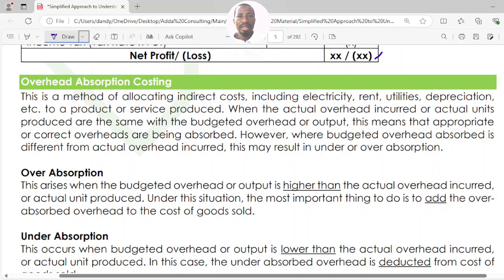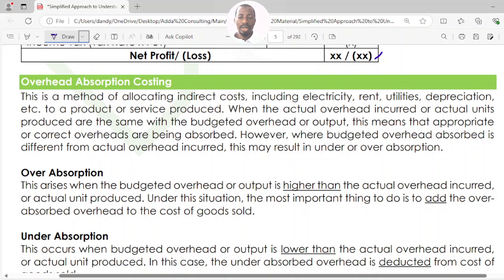Not only that, the water you are going to use to run it, the insurance the company will pay for some of the machines used in the factory and some other assets you have in the factory. All those costs are indirect costs. Therefore, overhead absorption costing is a method of allocating overhead costs, including all those I mentioned earlier: electricity, rent, utility, depreciation, to a product or service. So the process of allocating indirect costs to a product or service is what is known as overhead absorption costing.